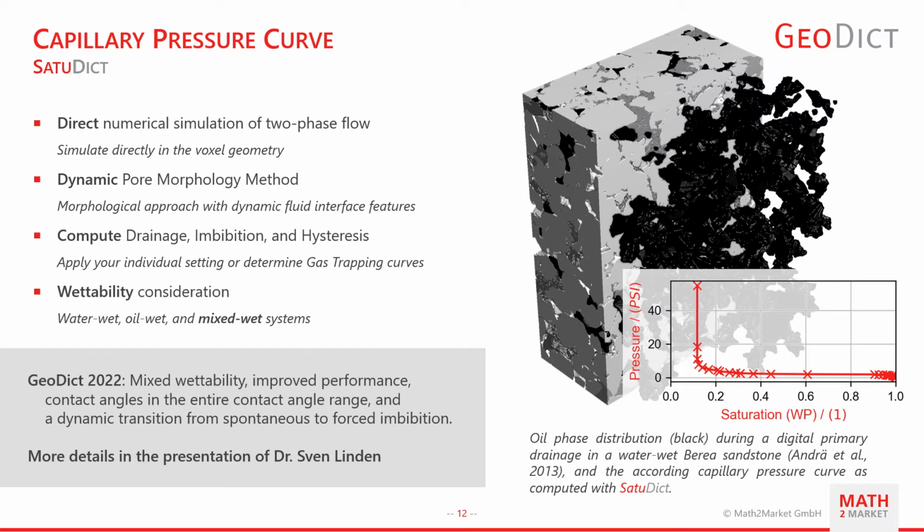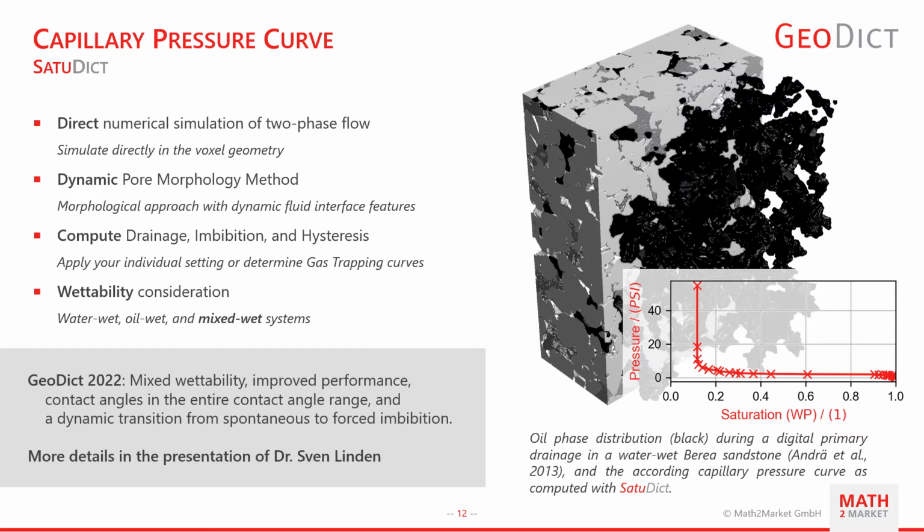Instead, we use the pore morphology method, which is a morphological approach that we have extended by dynamic features in the past years. And with a set of tools in GeoDict, you may compute drainage and imbibition, and any combination of these, such as gas trapping curves and the entire hysteresis cycle. In a two-phase flow computation in GeoDict, you may consider any wettability, no matter if water wet, oil wet or mixed wet. And in GeoDict 2022, we have a large number of new developments.